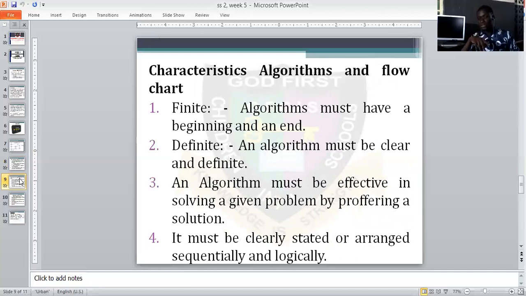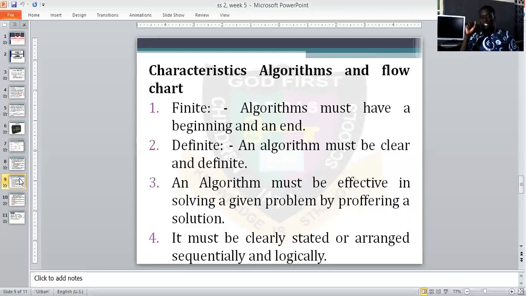Then the characteristics of algorithm and flowchart. We've considered the functions, now we consider the characteristics. One, finite. An algorithm must have a beginning and an end. That is to say, your algorithm must have a starting point, and it must have an ending point. You cannot start a program without terminating the program. It must be finite.